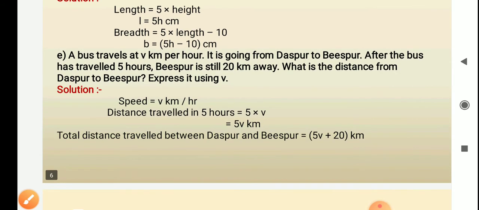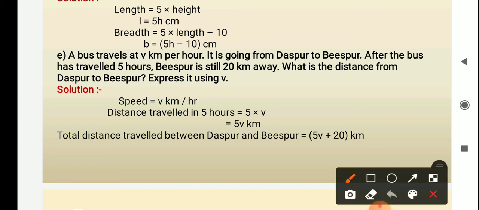Now next question. A bus travels at v kilometer per hour. It is going from Daspur to Bispur. After the bus has traveled 5 hours, Bispur is still 12 km away. What is the distance from Daspur to Bispur? Express it using v. Now look here, the speed of the bus is given, v kilometer per hour. So what is the formula of speed? Distance upon time.